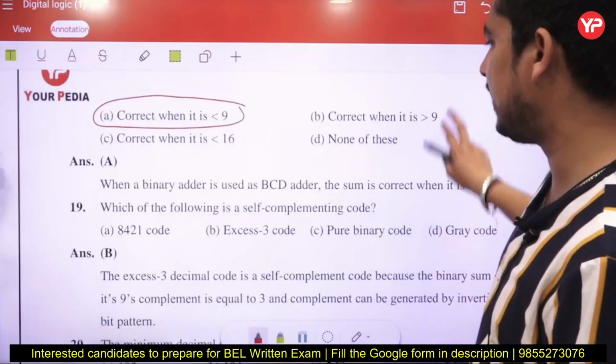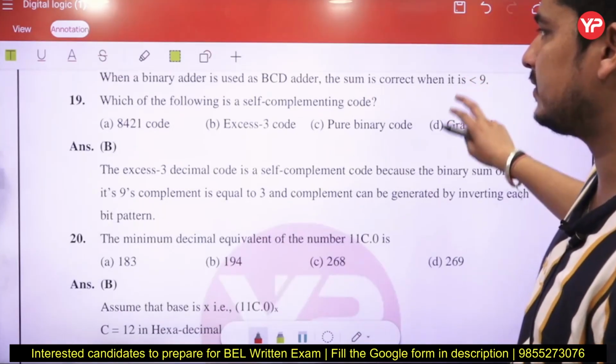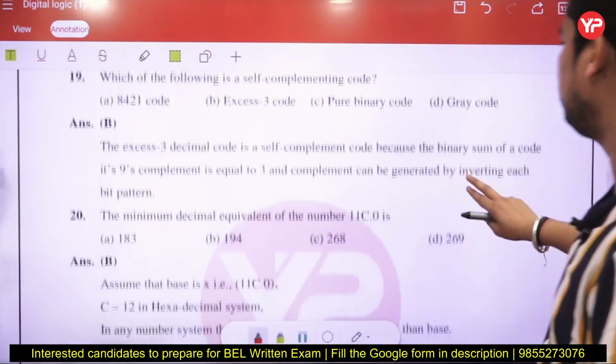Which of the following is self complementary code, right? The Excess-3 code is a self complementary code.